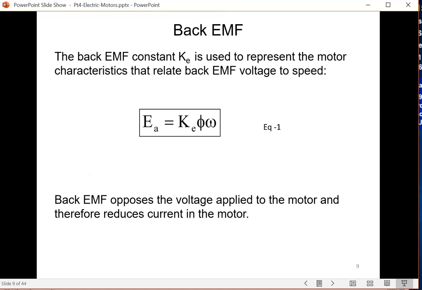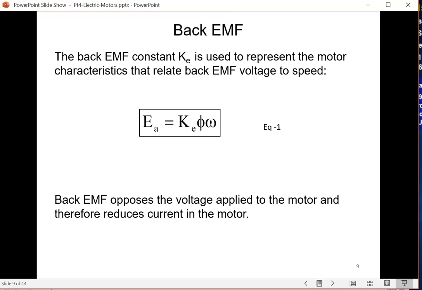Back EMF is related to three things. The KE here is the back EMF constant. It is a parameter that depends on the actual design of a particular motor. So if you buy a motor, it will have a fixed value for the back EMF constant. Phi is the magnetic field produced by the field winding, or the stator. Omega is the angular speed of the motor.